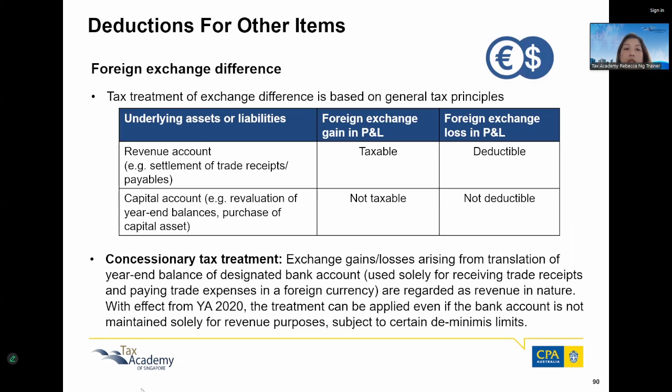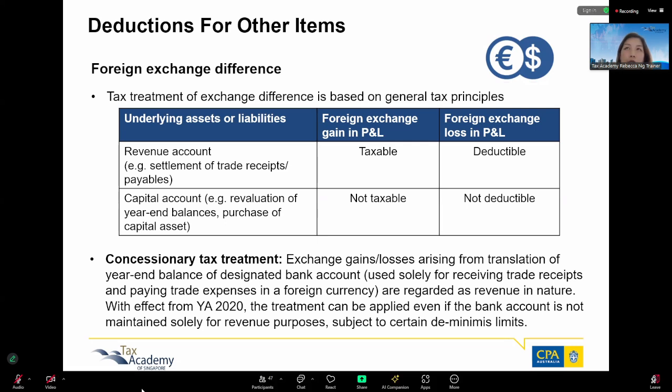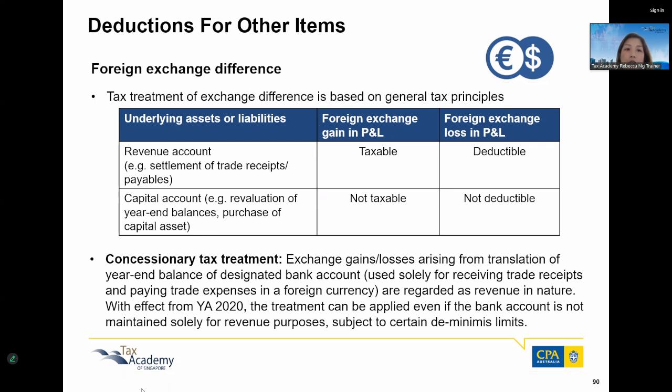Other deduction expenses such as foreign exchange differences. This is one of the quite common expenses in profit and loss account, right? For expenditure, foreign exchange differences arising on revenue account is deductible and taxable, and foreign currency exchange differences arising on capital account is not deductible and not taxable. So again, we look at revenue and capital concept, and if it is arising on revenue, taxable, deductible. Is on capital, not deductible, not taxable. All right.